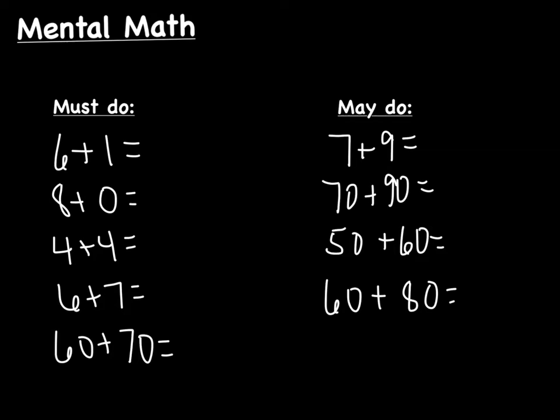Now, I'll say the problem, and after you hear equals, you'll say the answer out loud. 6 plus 1 equals, 8 plus 0 equals, 4 plus 4 equals, 6 plus 7 equals, 60 plus 70 equals.